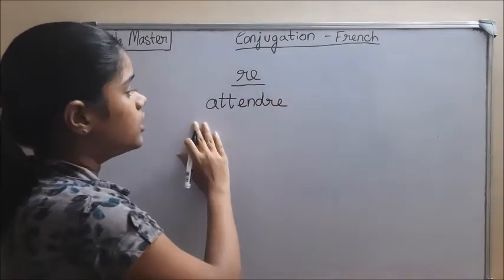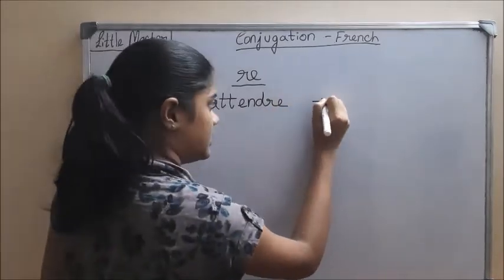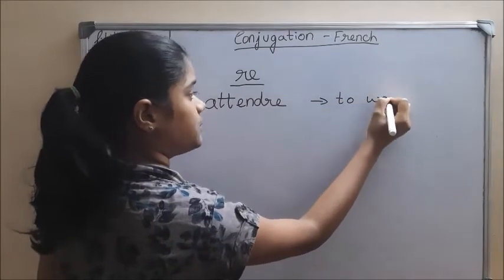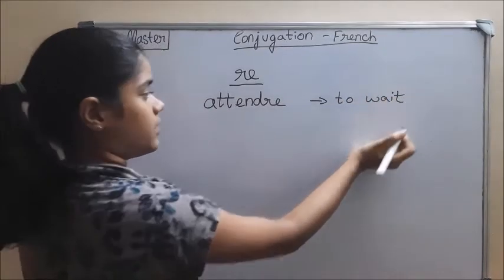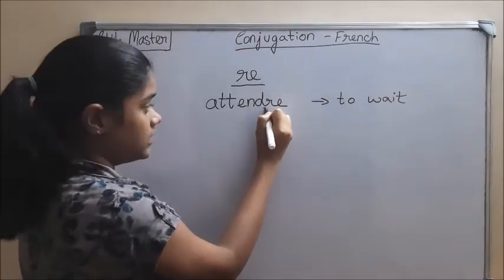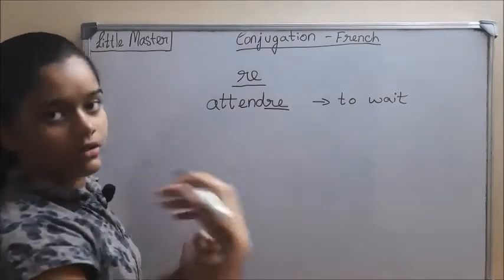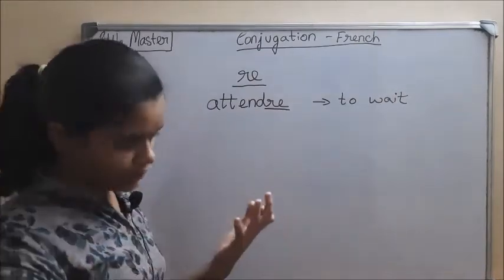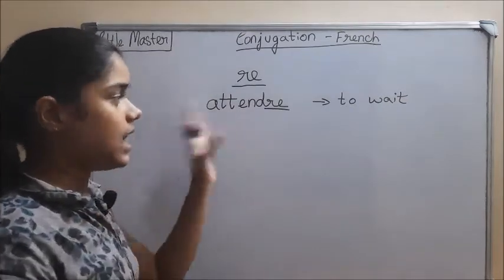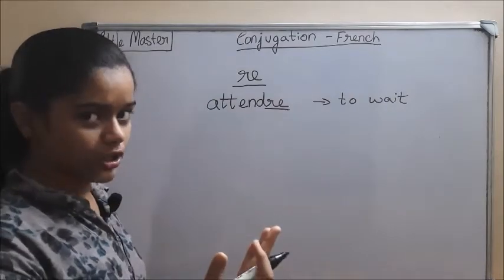A-T-T-E-N-D-R-E. Attendre. Okay? Now, this means to wait. Now, the ending of attendre is RE, right? That is what we call RE verbs. So while we are conjugating these RE verbs, we remove the RE and then we conjugate.